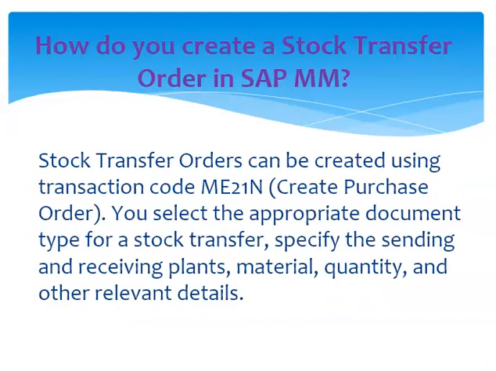How do you create a stock transfer order in SAP MM? Answer: A stock transfer order can be created using transaction code ME21N, create purchase order. You select the appropriate document type for a stock transfer. Specify the supplying and receiving plants, material, quantity, and other relevant details.